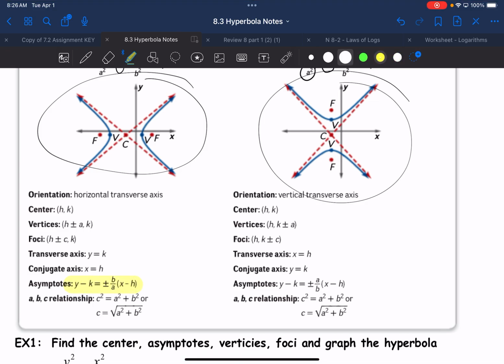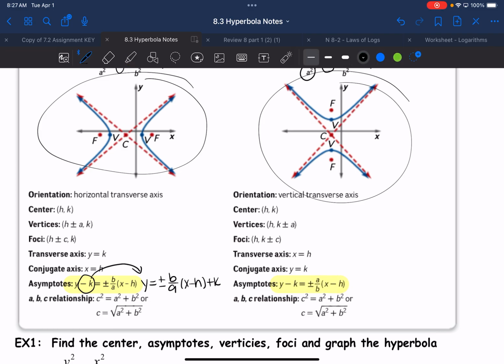For a horizontal, it's the equation y minus k is equal to plus or minus b over a times (x minus h). Okay, this also is commonly written as y equals plus or minus b over a times (x minus h) plus k. So basically, they just took the k and moved it to the other side of the equation. So it was like a y equals equation. So that way it's easier for you to graph it, right? Okay, same can be said over here.